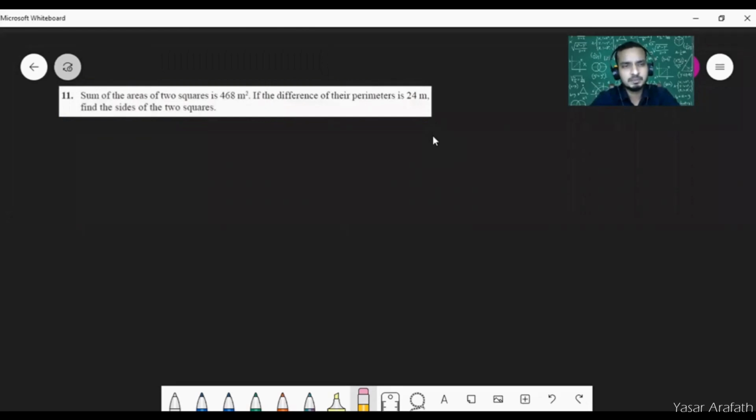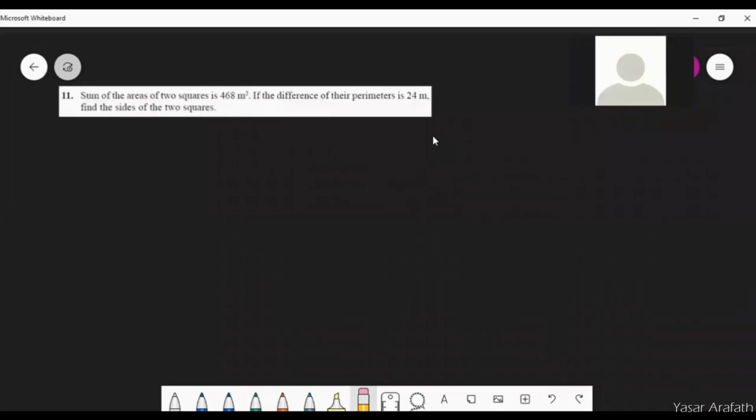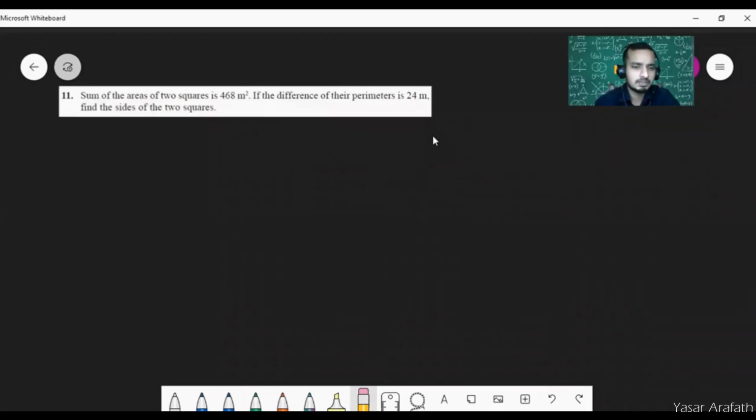Okay, so two squares are there. The difference of their perimeters is 24, and the sum of their areas is 468 meter square. We want to find the sides of the two squares. So how can we start?